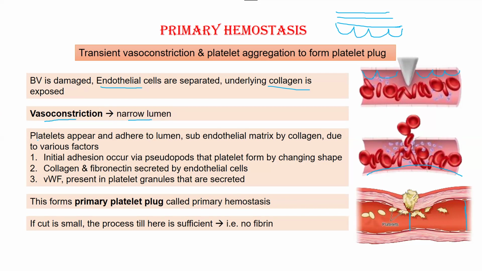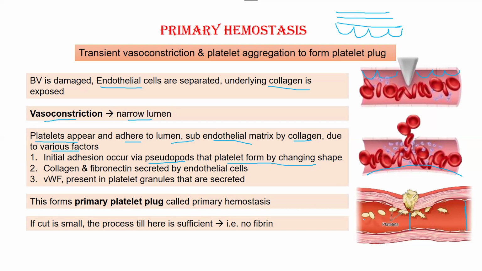The next thing that happens is platelets appear and they start to adhere to the subendothelial matrix, collagen. To all of this area, the platelets start to aggregate and adhere, like they start to attach and make a clump, and this happens because of various factors that trigger platelet aggregation. And what are these factors? The first thing is that initial adhesion occurs via pseudopods that platelets form by changing their shape.